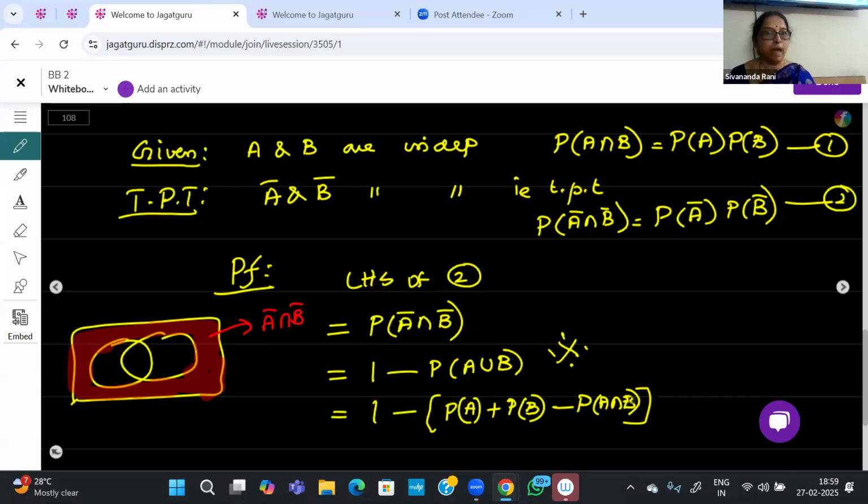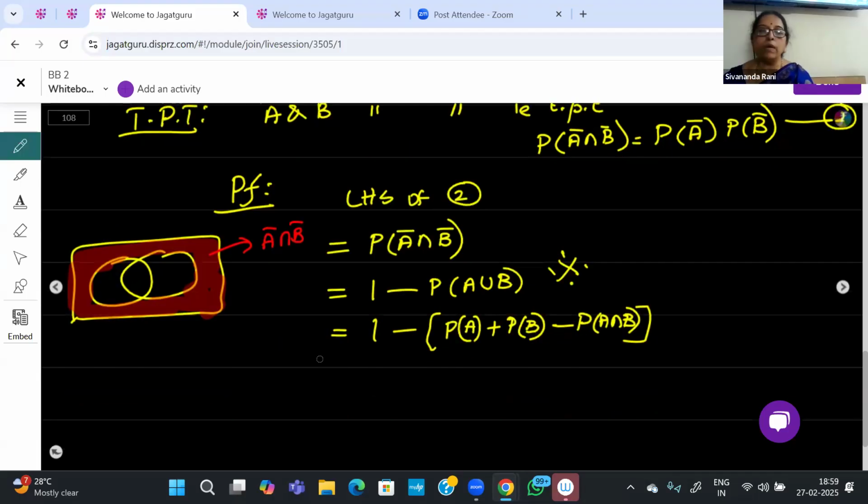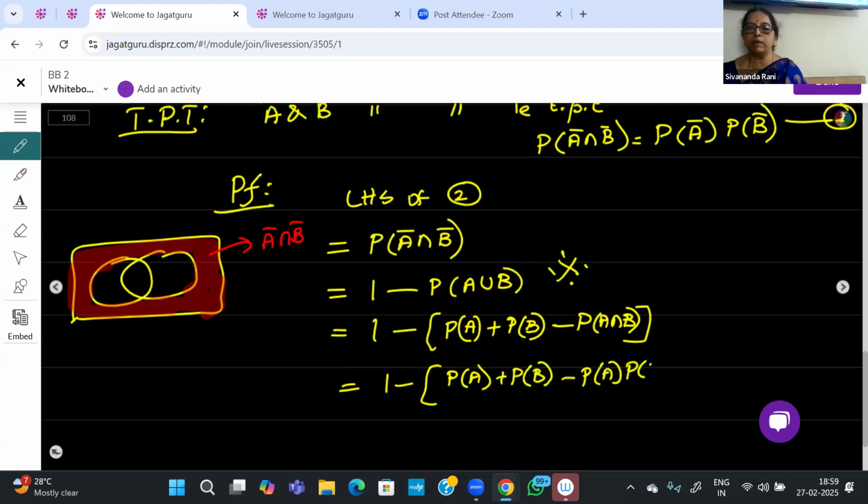No. A and B are independent. I am yet to establish that A bar and B bar are independent. I can't use it right now. That's why this theorem enables you to use it in future. Once you establish it, any intersection can be interpreted as a product, but after proving it only. So right here, I can only make use of the independence between A and B. Nothing else can be made use of. Okay, so let me handle it this way. P of A plus P of B minus, this is nothing but P of A into P of B.